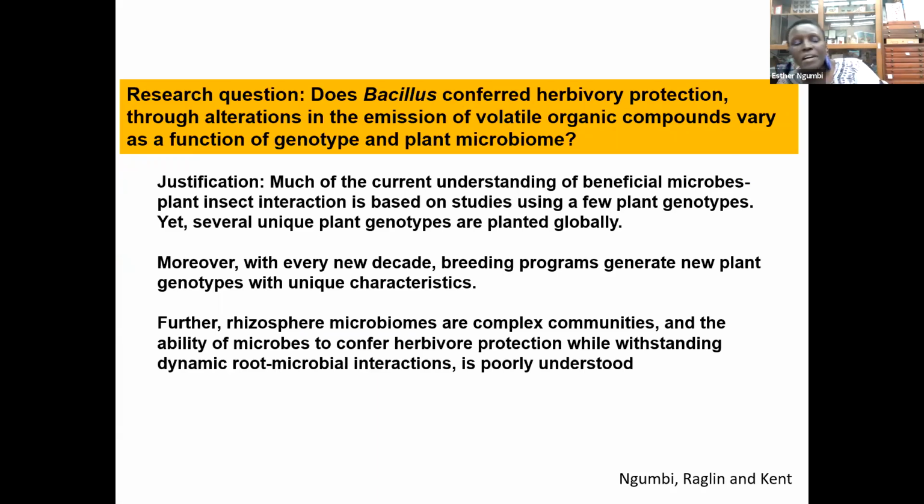So for this research with PGPR, alongside Angela Kent and Sierra, we are asking if the Bacillus-conferred protection benefits, specifically through changing plant chemistry, vary with the plant genotype and plant microbiome. And we know that every new year, every new decade, we have new plant genotypes that have unique characteristics. So it's possible that these unique genotypes are also interacting differently with beneficial soil microbes, and then in turn we will see differences in the benefits of microbes.